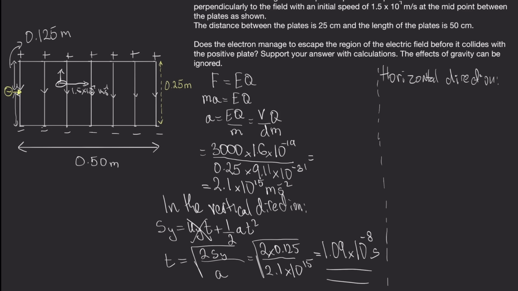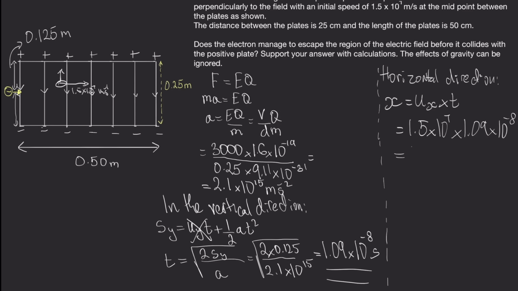That remains constant. So how much distance will it cover in that time? Well, because the speed is constant, let's say that it travels a distance x. We can say that x will be equal to the initial horizontal speed, let's call it ux, multiplied by the time. So our speed was 1.5 times 10 to the power of 7 meters per second, multiplied by the time, which is 1.09 times 10 to the power of minus 8 seconds.